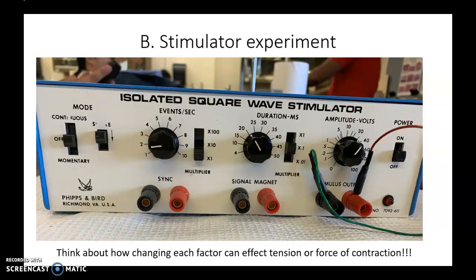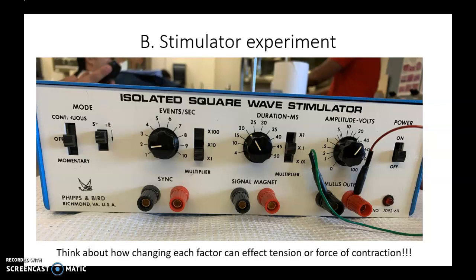So this is the instrument that is used in the lab. This instrument has three knobs that I want you to look at, and you will also see there are multipliers associated with each knob. The first knob says events per second. That means it's measuring frequency. It is actually measuring how often you are being shocked. Associated with it is a multiplier, so you can do it 2 times per second, 20 times per second, or 200 times per second.